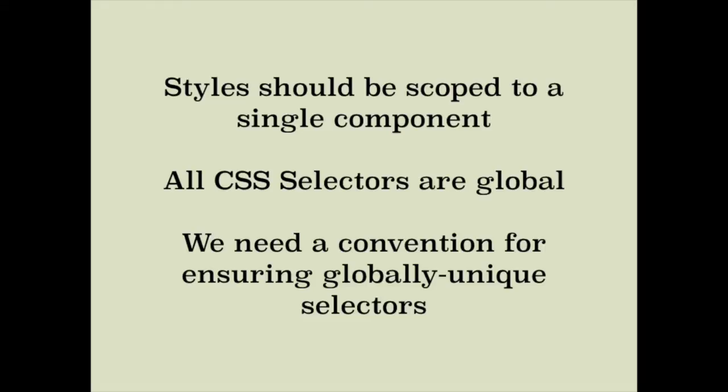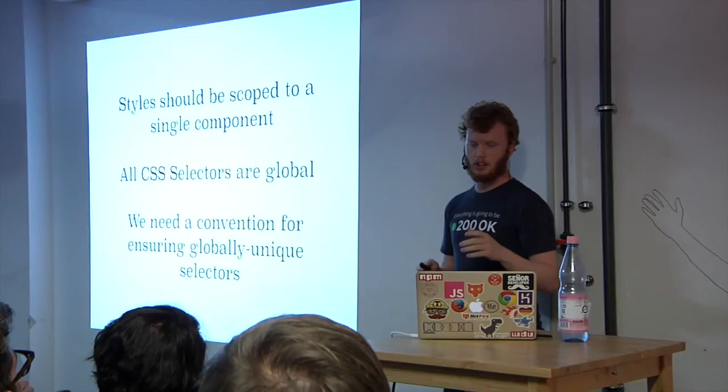Styles should be scoped to a single component. Problem is, all CSS selectors are global, so you've really got to know what you're doing. So we need a convention for ensuring globally unique selectors. And this is a problem that BEM tries to solve by namespacing your class names in a very specific way. But frankly, I'm never entirely sure what the difference between a block and an element is, because if I'm not going right back to the beginning, I lose where I am in the structure and it all goes wrong.